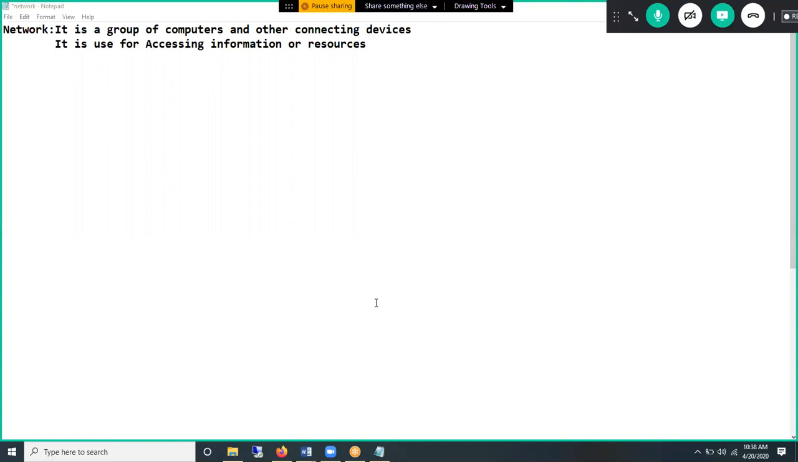Now, as I told you, before we start the main MCSE topics, like Active Directory or DNS and all those main topics, as a promise, I'm going to show you some basic fundamentals of networking. So in today's session, we'll be discussing the network.